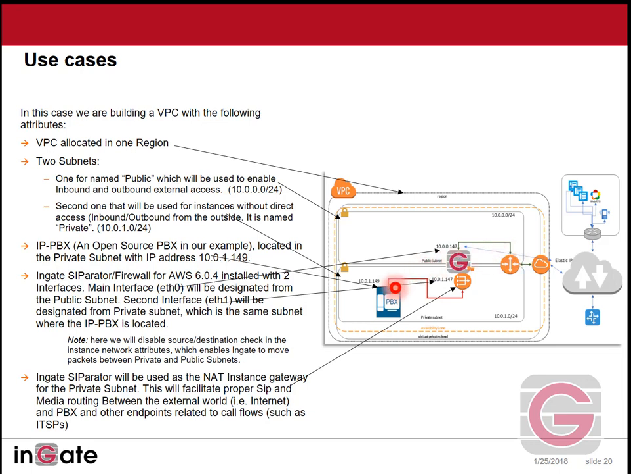The PBX is located in the private subnet, and it has one IP address assigned, the one ending in 149. The internal interface on the SIParator facing the private network is the one ending in 137, 147.